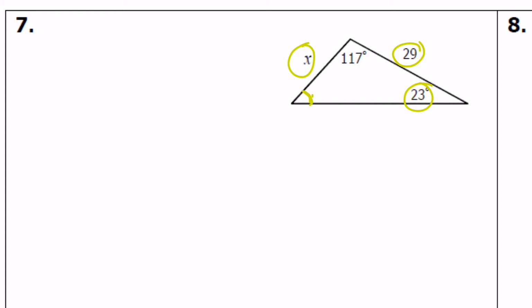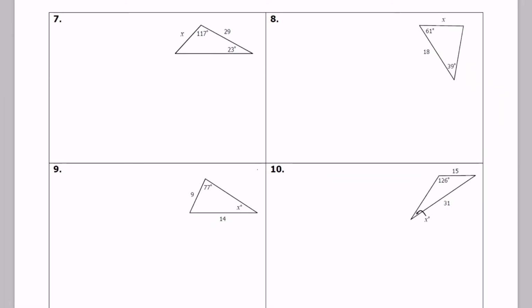Okay? So you have to look at every piece that you're given and say, do I have this side's opposite angle? Do I have this side's opposite angle? And you use that to find the angle, then to set up your proportion and solve for x.